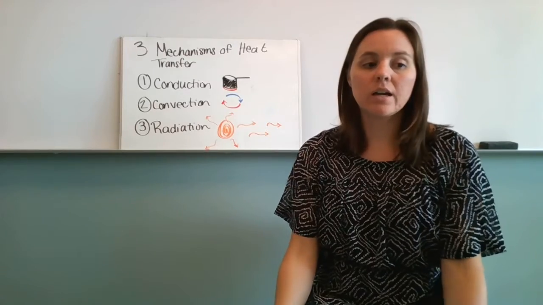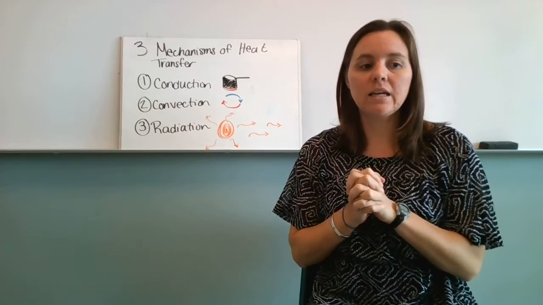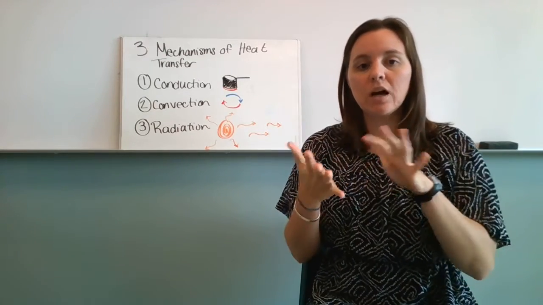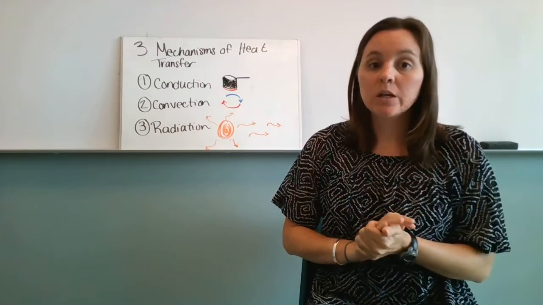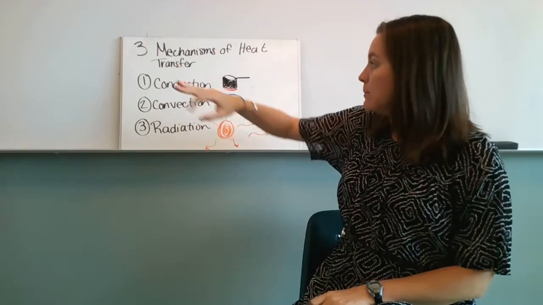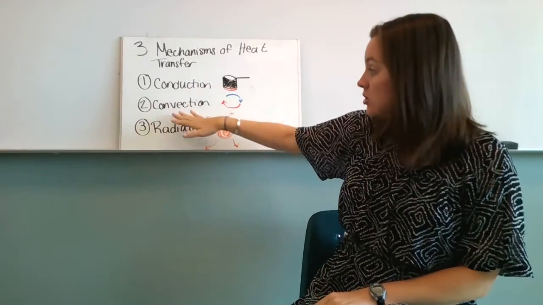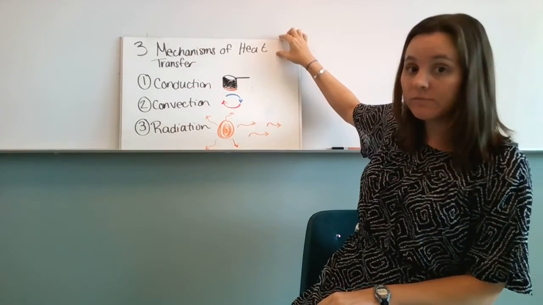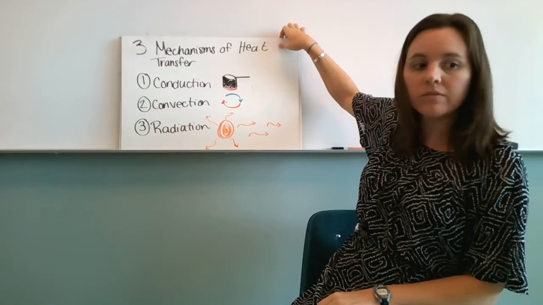Today we are talking about ways that heat can move between objects and through space. So this can happen in one of three ways. It can happen by conduction, convection, or radiation. We'll talk about all three of them.